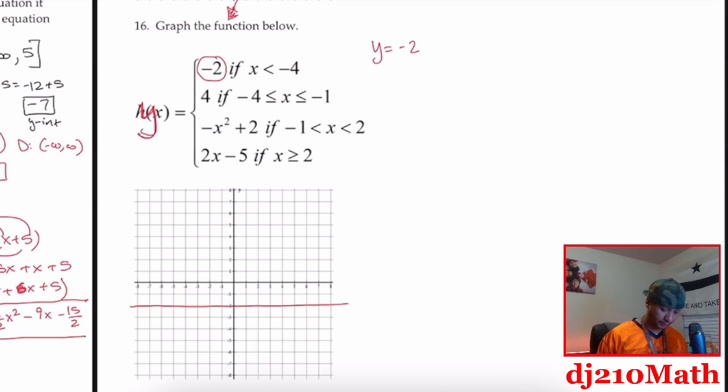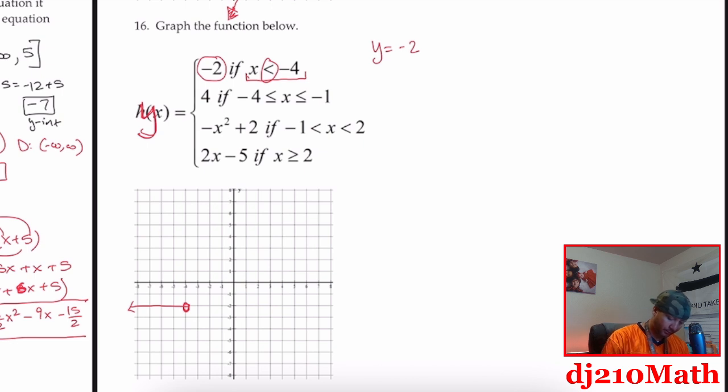It's through negative 2. But then we have this restriction that says, hey, we don't want the whole line. I only want the part when x is less than negative 4. So x less than negative 4 with an open circle. So there's x equals negative 4. That's where it interacts with the line. I only want less than that. So all this other part is garbage. Trash. So there it is.